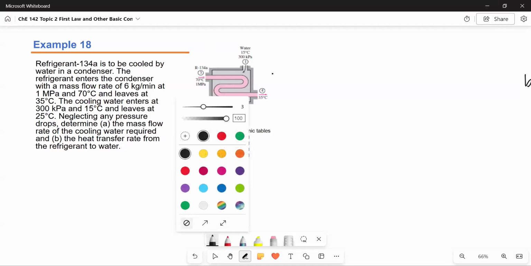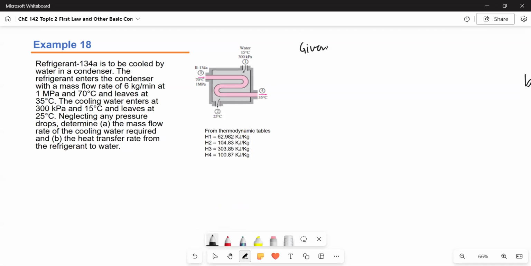Okay, we begin by writing the given. Since the figure is already shared in the problem, I'll just refer you to the figure. Everything is already written there. And also, from the steam tables, the values of the enthalpies at the inlet and the outlet streams.